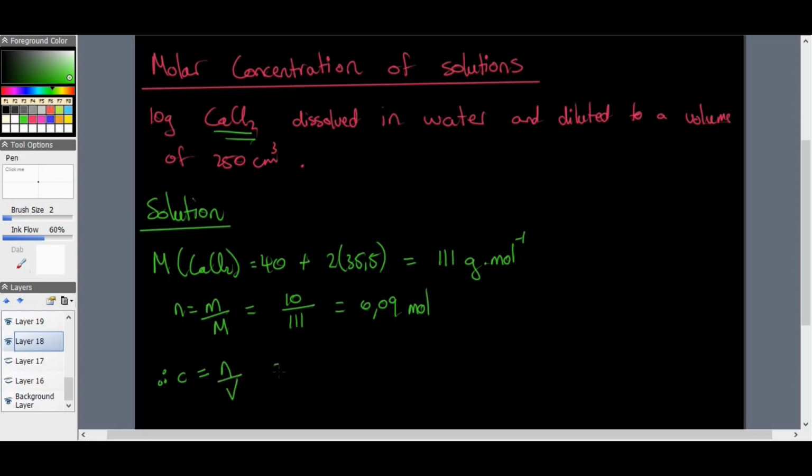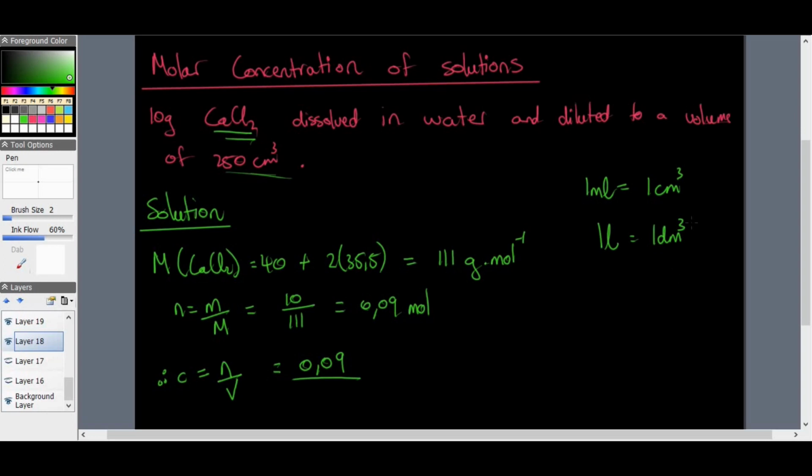So that's equal to the amount of moles, which was 0,09, all divided by, now they said that the volume was 250 cubic centimeters. We need to convert that to decimeters cubed. So to convert centimeters cubed to decimeters cubed, we divide by 1,000. Alright, so 1 milliliter is equal to 1 centimeter cubed, and 1 liter is equal to 1 decimeter cubed.